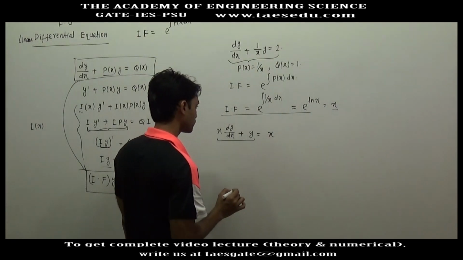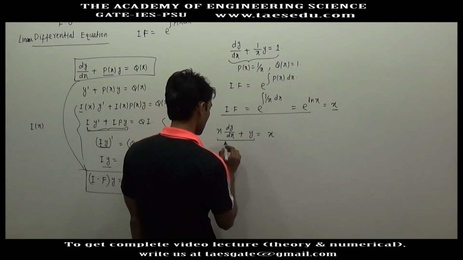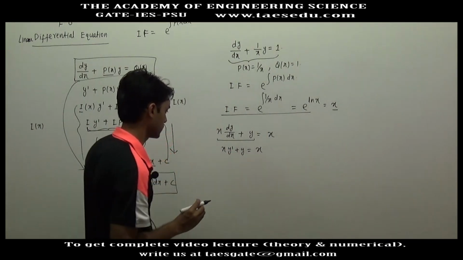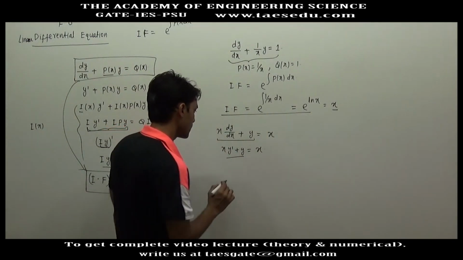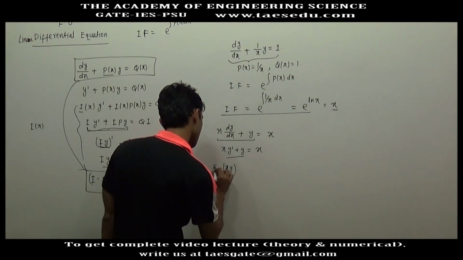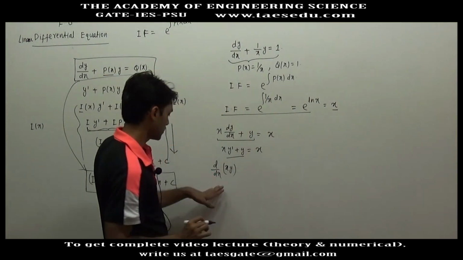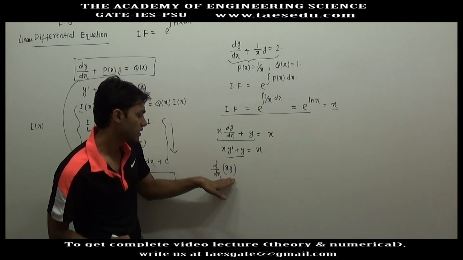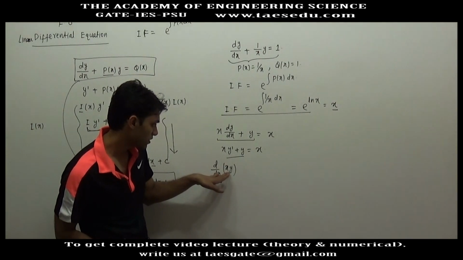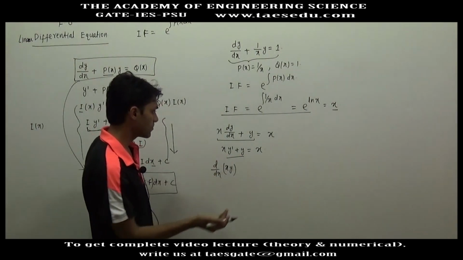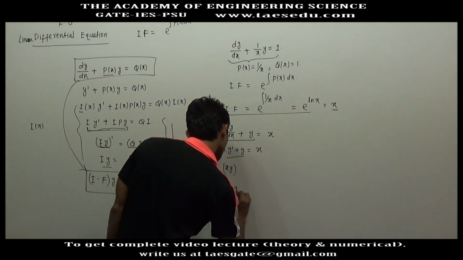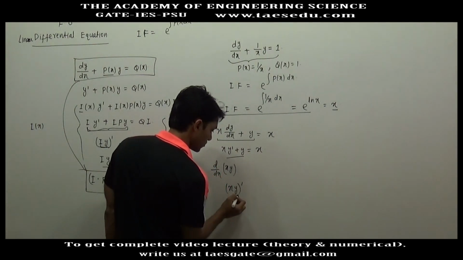And what is this? This is x y dash plus y equal to x. Now if you observe it, this is nothing but the differentiation of xy. This can be written as d by dx of xy. If you find d by dx of xy, you will have x y dash plus the differentiation of x, which gives y. So this is the benefit of multiplying with the integrating factor. You will just get the differentiation of the whole multiplication.